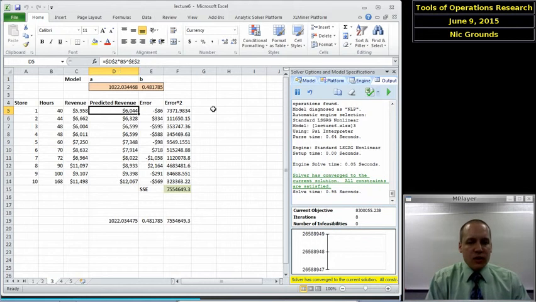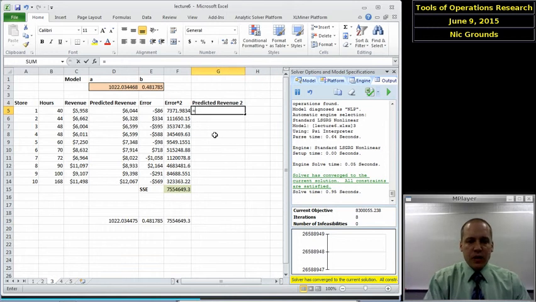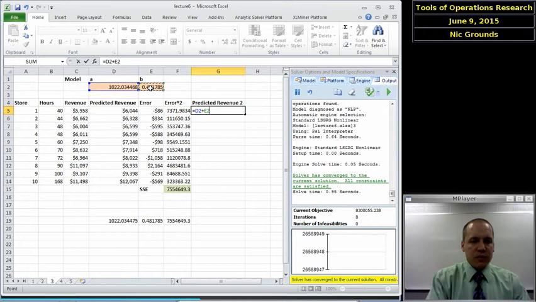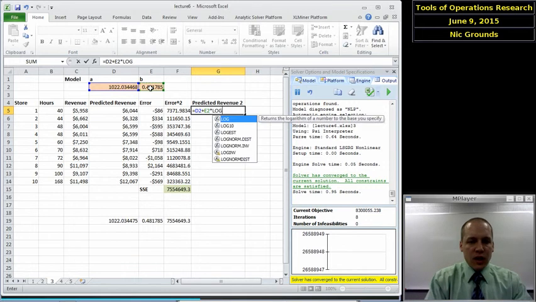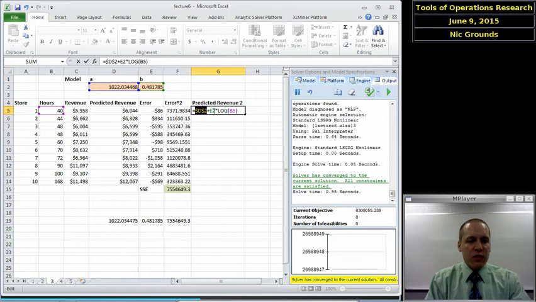Okay? So I'm going to build a totally separate model to the side, where instead of A times number of hours, I'm going to use A plus B times the log of the number of hours. So maybe for some reason I believe that could give us a better model that would give us better accuracy in prediction.